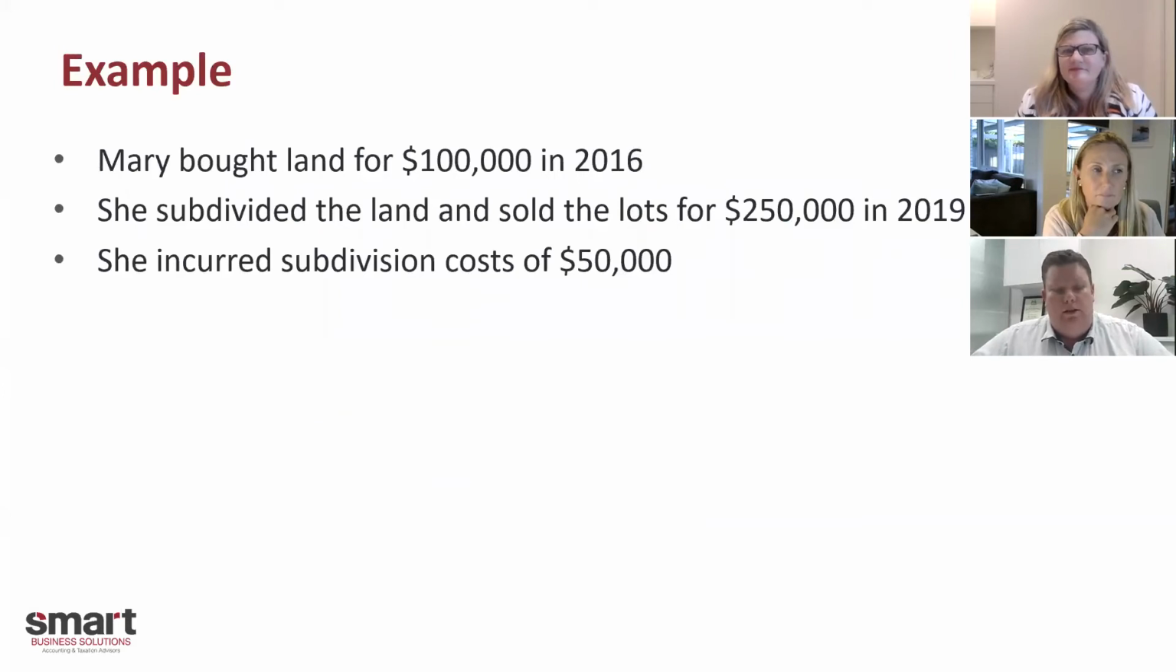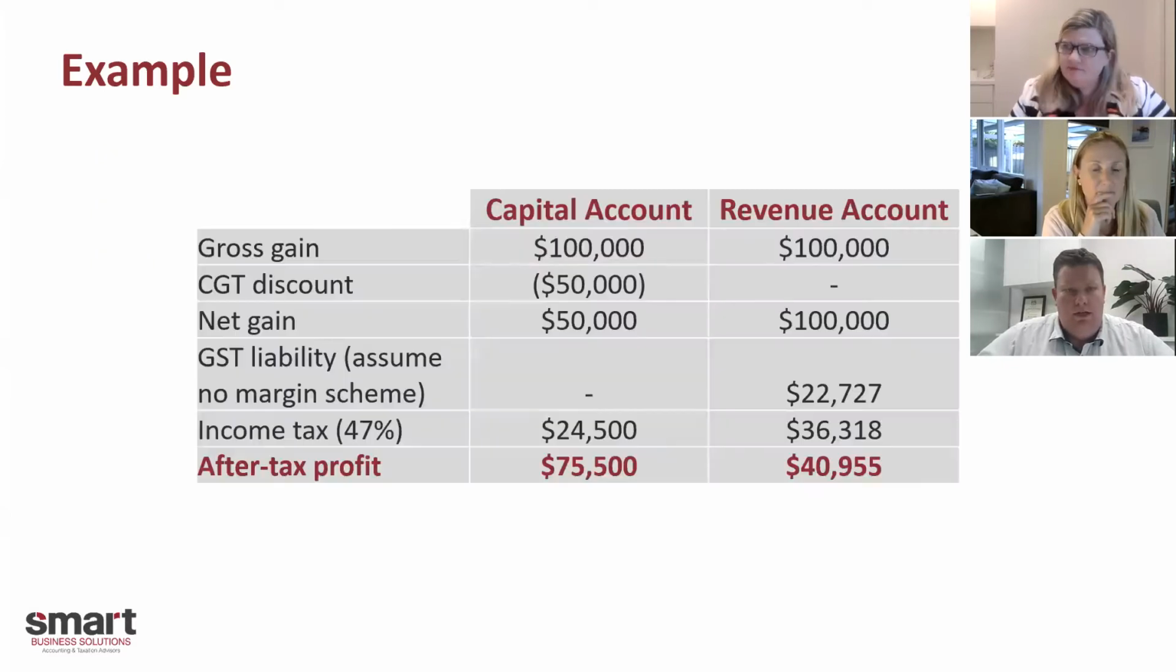So the example I've got for you here, and this is not an example to decipher whether you're on revenue or capital. This is an example to show how big the difference can be. So Mary bought land for $100,000 in 2016. She subdivided the land and sold the lots for $250,000 in 2019 and incurred subdivision costs of $50,000. So on the next page, we have the total difference, the after-tax profit, the difference between capital and revenue account.